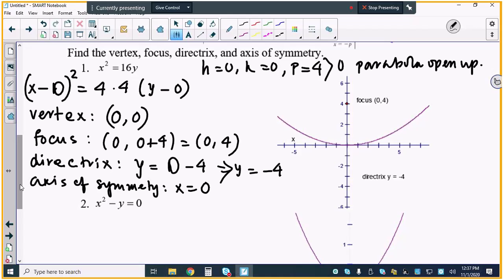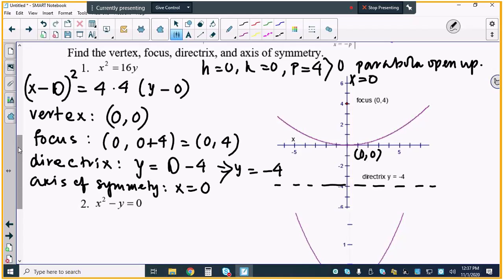So see the situation. The focus is at 0, comma 4. Axis of symmetry is the straight line x equal to 0. The directrix is this imaginary line over here, which is y equal to negative 4. Parabola opens up. The vertex is at the point 0, comma 0.